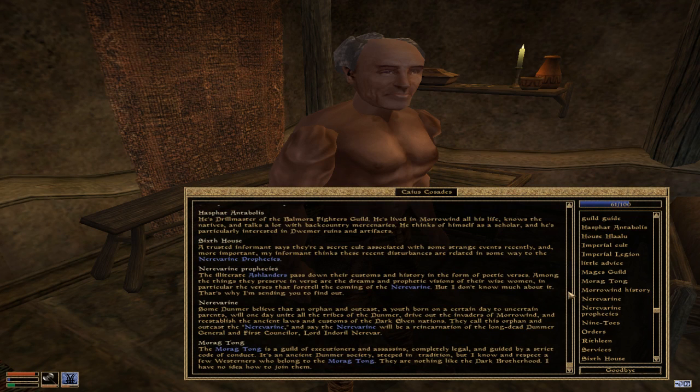Moragtong. The Moragtong is a guild of executors and assassins, completely legal and guided by a strict code of conduct. It's an ancient Dunmer society steeped in tradition, but I know and respect a few Westerners who belong to the Moragtong. They're nothing like the Dark Brotherhood. I have no idea how to join them.